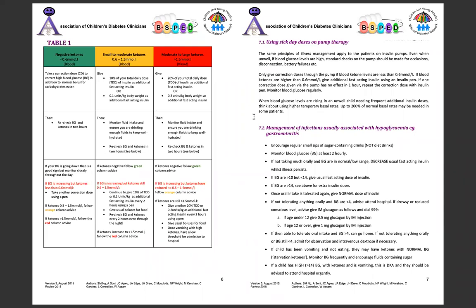Now, management of infection, usually associated with hypoglycemia, gastroenteritis. We already discussed this paragraph, what we should do if it is below 4. If it is 10 to 14, then it is okay. But if it is more than 14, the child is going to have DKA. Now, next.